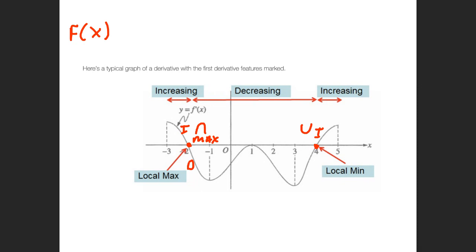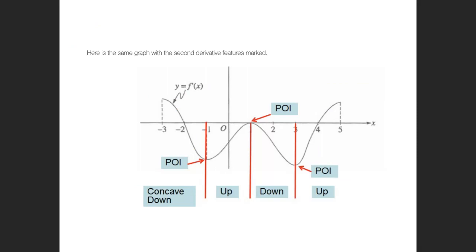We should also be able to tell where the function is concave up, concave down, and where the inflection points are. This is the exact same graph, but if the slope is negative, we know that it has to be concave down there. So between -3 and -1, I know that this is concave down. Where it changes slope from positive to negative, we know there has to be a point of inflection there. So this is an inflection point.